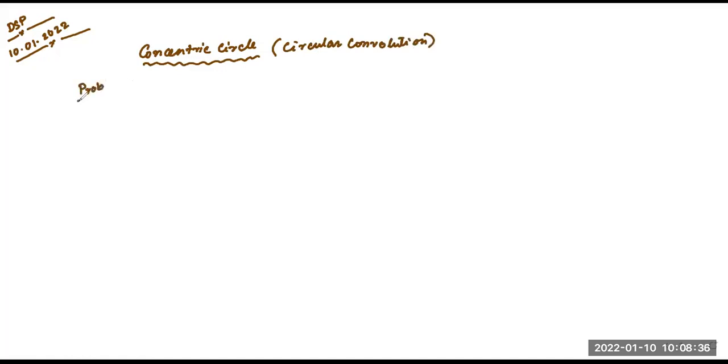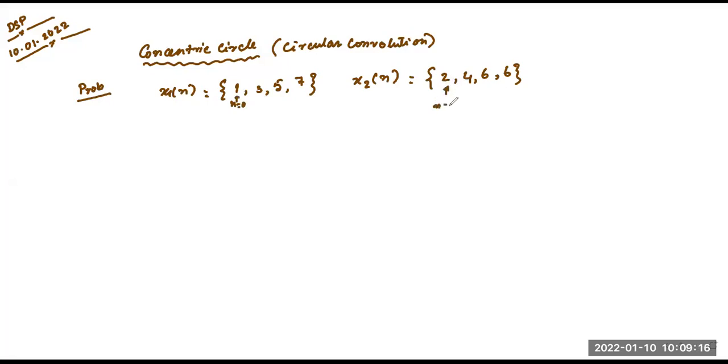Our problem is to find the circular convolution of the given data sequences. One is x1[n] equals 1, 3, 5, 7, and another is x2[n] equals 2, 4, 6, 6. The 2 data sequences are given here. There are no arrow marks, which means everything starts from the 0 position, so this is by default n equals 0. So we have not much tension.